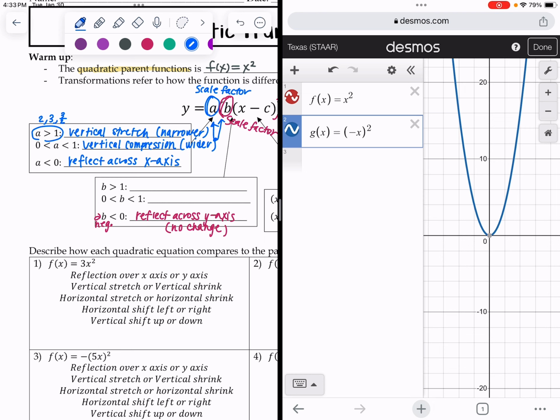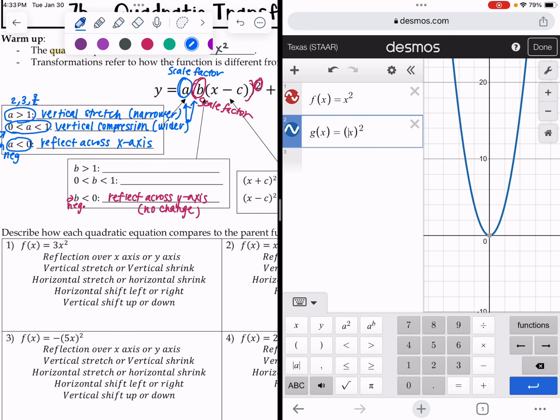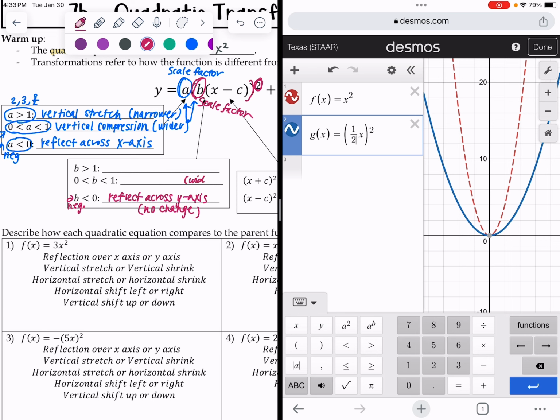And so when I say a is less than 0, that just means negative. And then if a is between 0 and 1, that just means it's a fraction or decimal smaller than 1. It could be 1/2, it could be 1/10, it could be 2/3, as long as it's smaller than 1. Okay, and so if I put the fraction scale factor inside, it's still wider, but this time we call it a horizontal stretch.